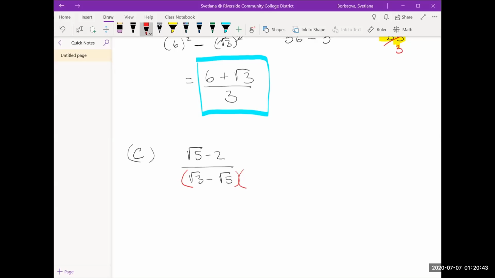The conjugate of square root of 3 minus square root of 5 will be square root of 3 plus square root of 5. And we said that we can't just multiply on the bottom, we also have to multiply on the top. So I have to enclose the numerator in parentheses and then multiply it by square root of 3 plus square root of 5, like that. And then we're going to continue.